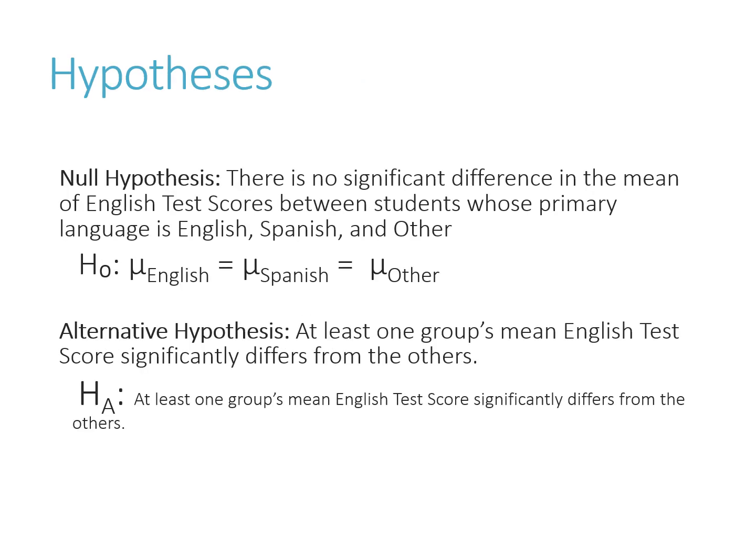To test this research question, we set up the following hypotheses. Our null hypothesis is that there's no significant difference in the mean English test scores among students whose primary language is English, Spanish, and other. Our alternative hypothesis is that at least one group's mean English test score significantly differs from the others. Using these hypotheses will help us explore which differences exist across the three languages in an omnibus test.